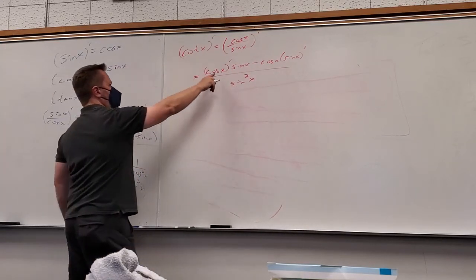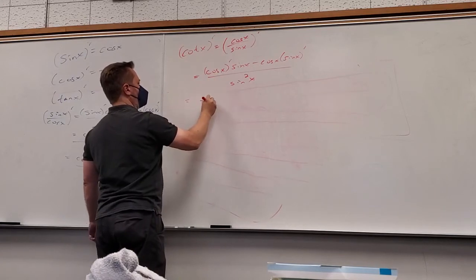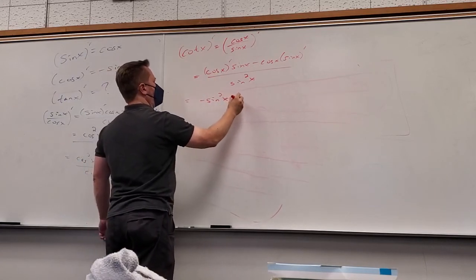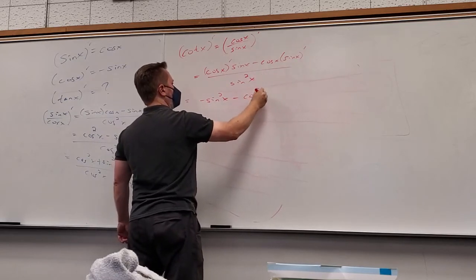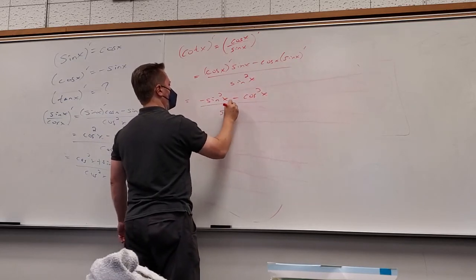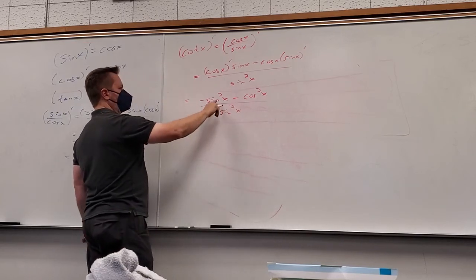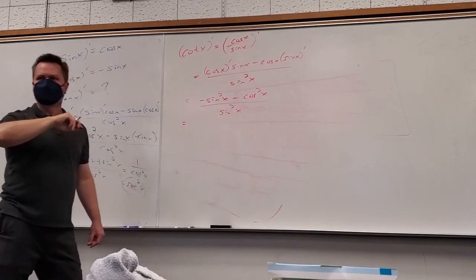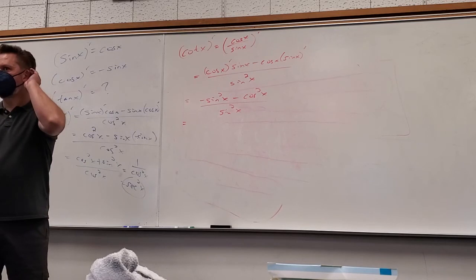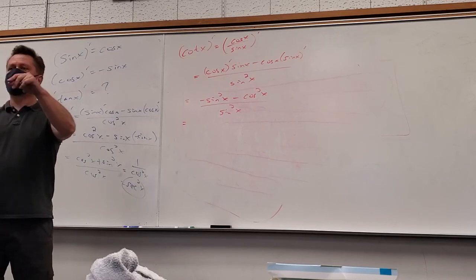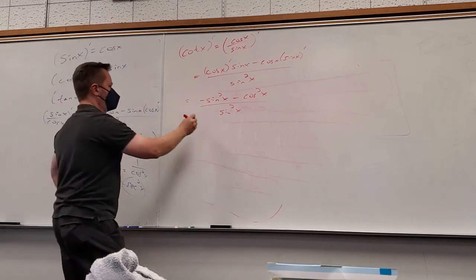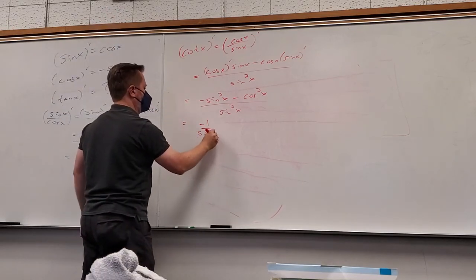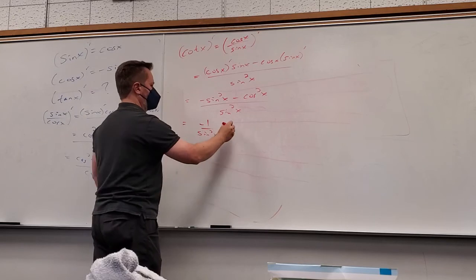What's the derivative of cosine? Negative sine, so I get negative sine squared. The derivative of sine is cosine. What's negative sine squared minus cosine squared? Negative 1, because wouldn't you take the negative out and then sine squared plus cosine squared? So it's negative 1. And what's 1 over sine? Cosecant.